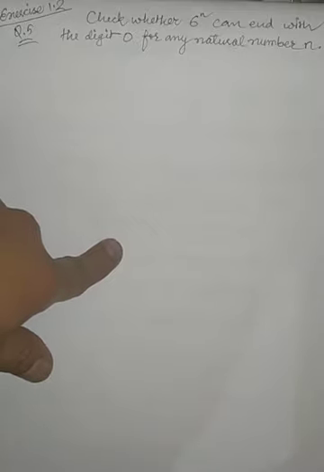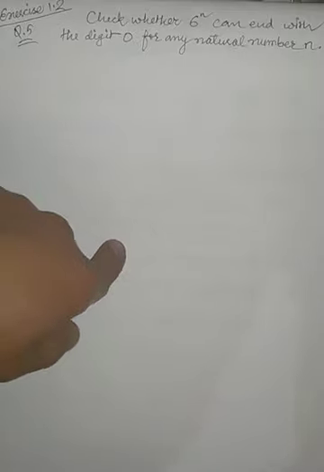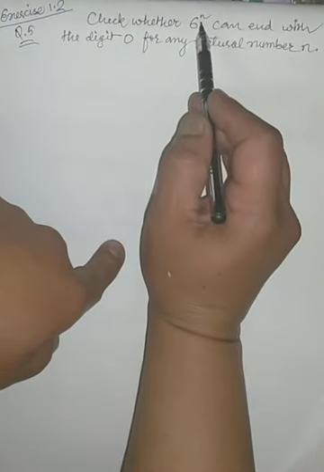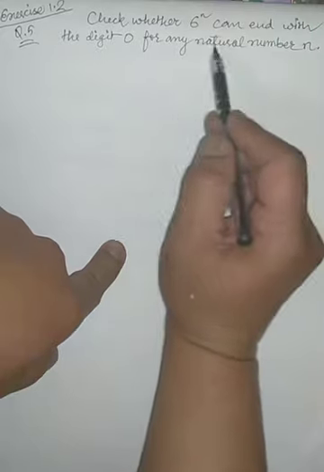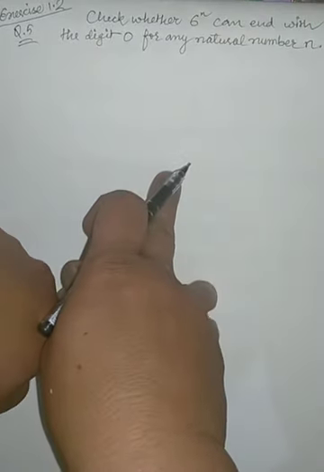Exercise 6.2, question number 5. Check whether 6 to the power n can end with the digit 0 for any natural number n.